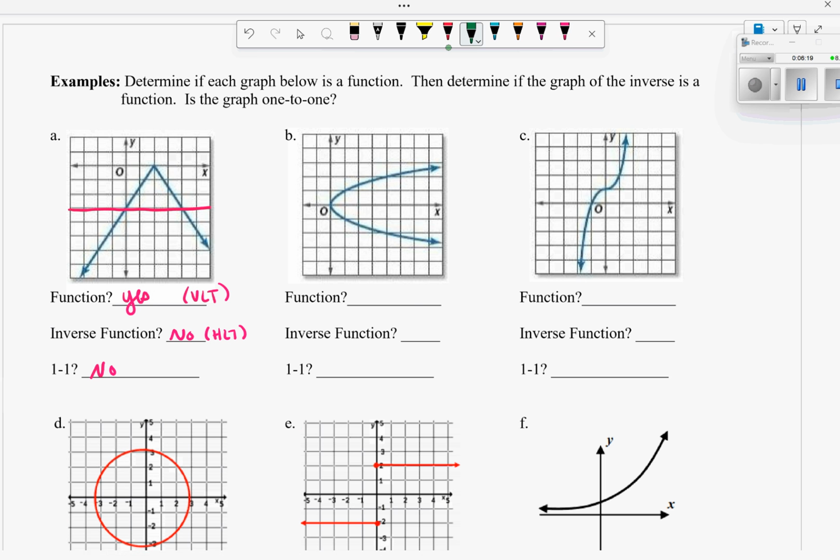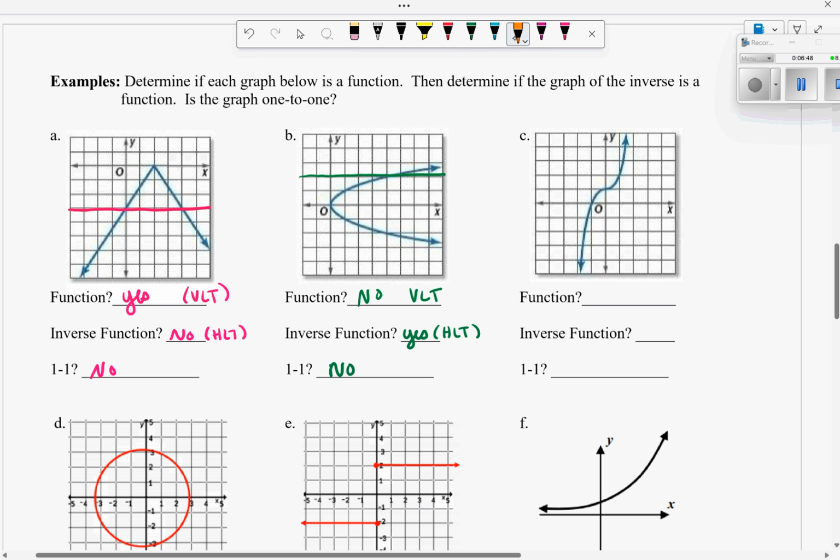For the next one, is this graph a function? No, it fails the vertical line test. Is the inverse a function? For this one, if we were to graph the inverse, yes, it would be a function because this passes the horizontal line test. So the inverse is a function, passes the horizontal line test. But because it fails to be a function in the first place, it's not one-to-one.